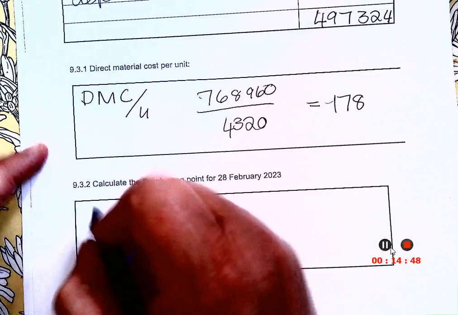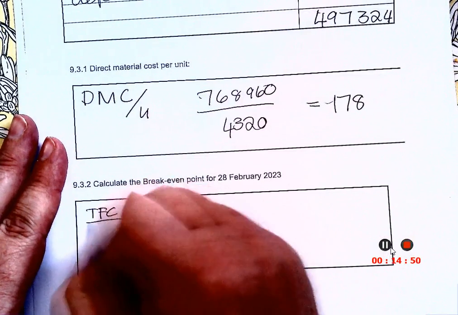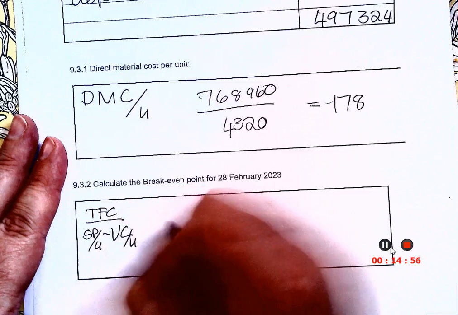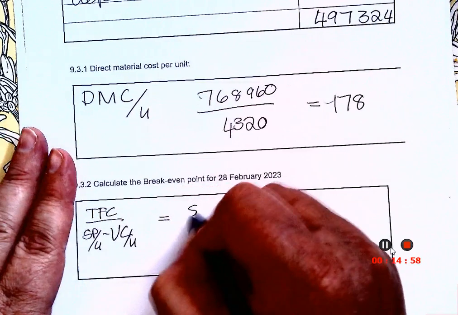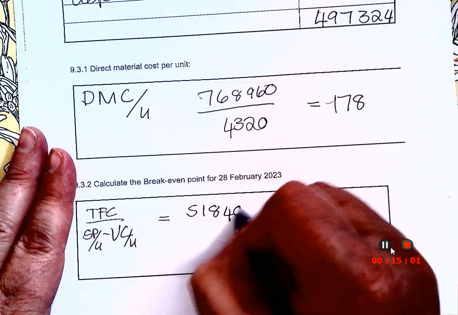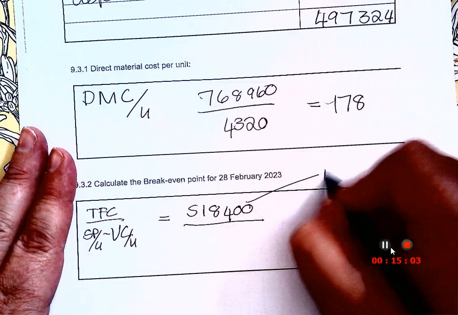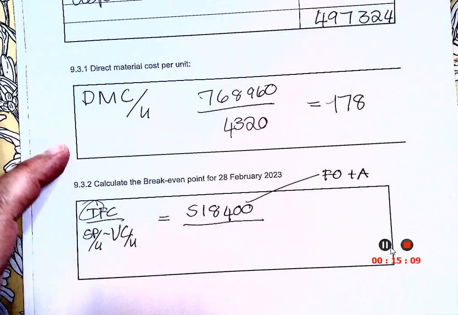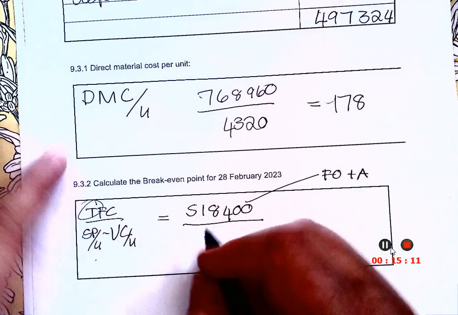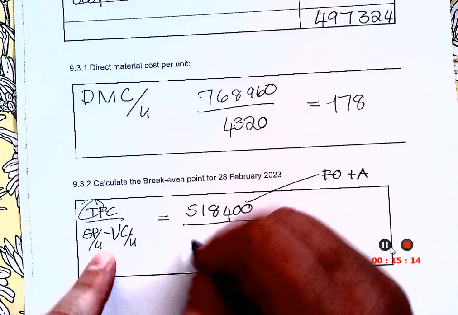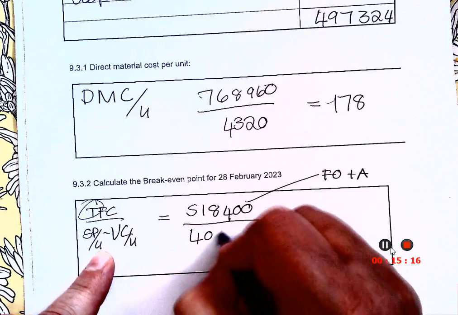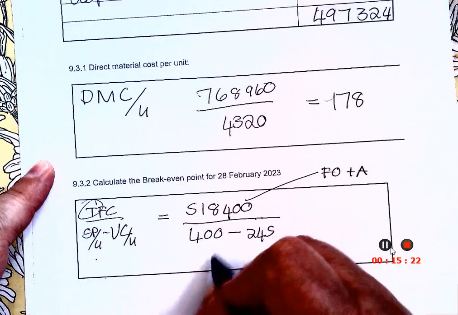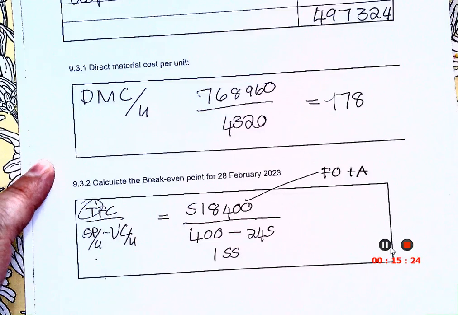Calculate the break-even point in units. Here we go. Total fixed cost over selling price per unit less variable cost per unit. So my total fixed cost, if they don't give it to you, you always remember fixed cost is factory overheads and admin, né? And this is the total, it's not the per unit. So, the bottom, selling price per unit, variable cost per unit, gives me a contribution of 155, is that right? So what's my break-even point?